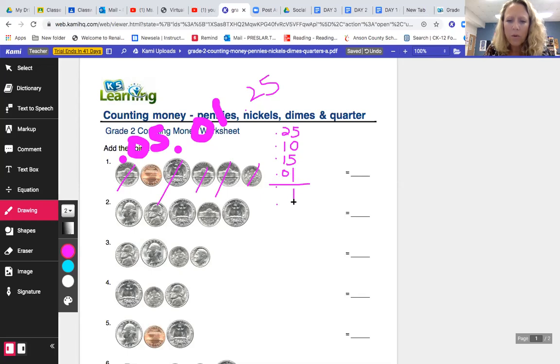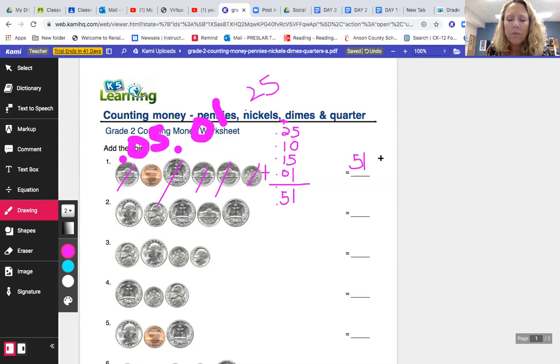So I am going to have to regroup because anything beyond 9 makes me have to regroup when adding. All right, in my tenths place, I have 2, 3, 4, plus 1 more that I carried. So 1, 2, 3, 4, none here, plus 1 more that I carried. So 2, 3, 4, and 5. So the total value of this is 51 cents.